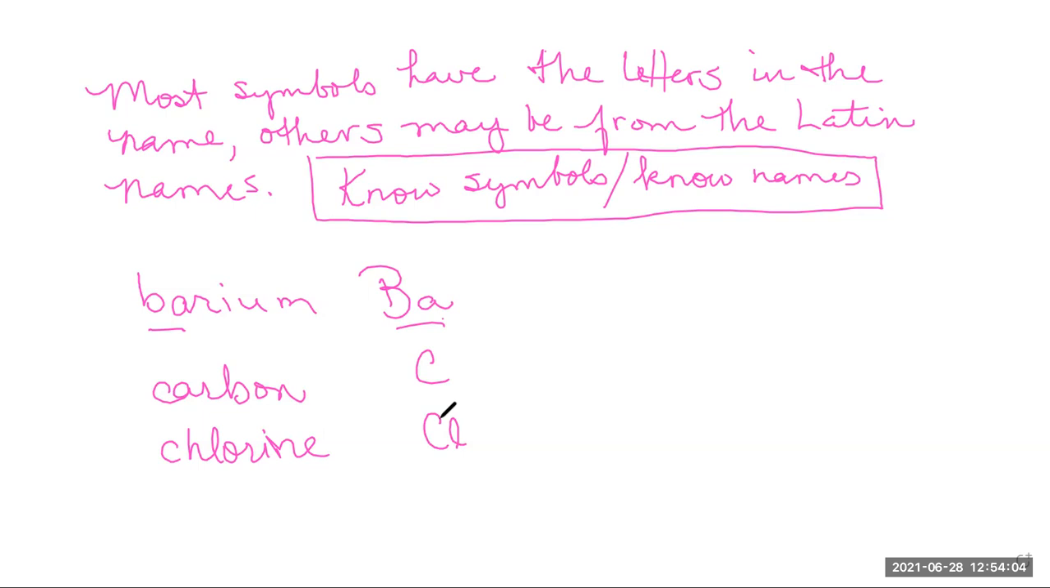All right, iodine is I. And cobalt can't just be C because that's carbon. So it's the first two letters, C-O. And notice how the second letter is lowercase. Now, what about these others that you need to know?